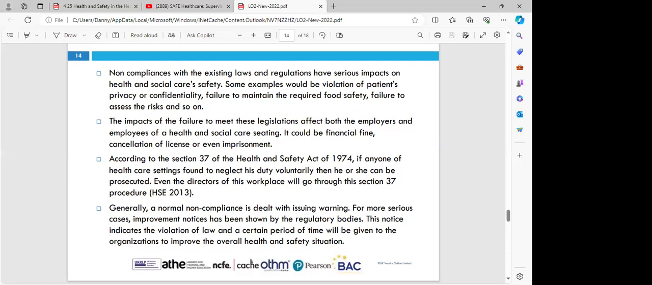Non-compliance with existing laws and regulations has a serious impact on health and social care safety. Some examples are violation of patients' privacy or confidentiality, failure to maintain required food safety, failure to assess the risk, and so on. The impacts of the failure to meet this legislation affect both the employers and the employees. For employees of health and social care, the consequences could be a financial fine, cancellation of license, or even imprisonment.